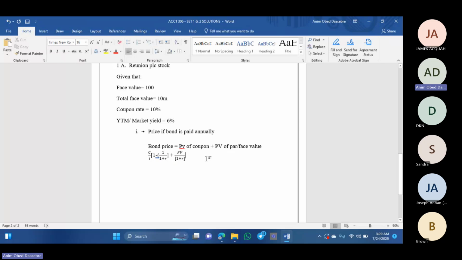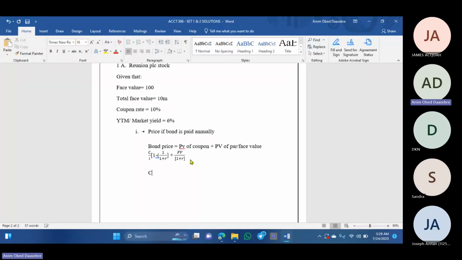First of all, the C there is the coupon payment. So we need to find the coupon payment before we insert it into the formula, because right now we don't know the coupon payment that we are going to pay annually. To find the coupon payment, this is the formula to use. It is the coupon rate times your face value or par.